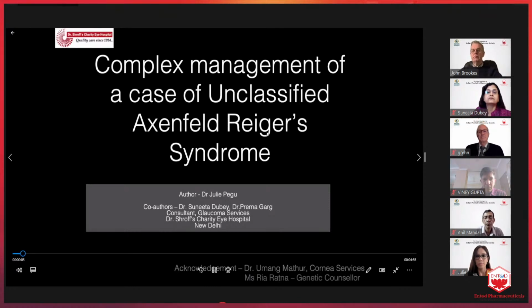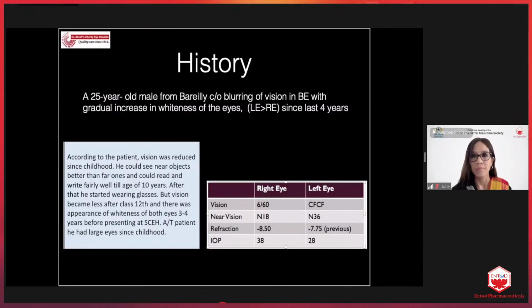Today in this presentation, I'll be discussing the management of a case of unclassified Axenfeld-Rieger syndrome. A 25-year-old male residing in Bareilly complained of blurring of vision in both eyes with a gradual increase in the whiteness of the eyes, left eye more than right eye, in the last 4 years.